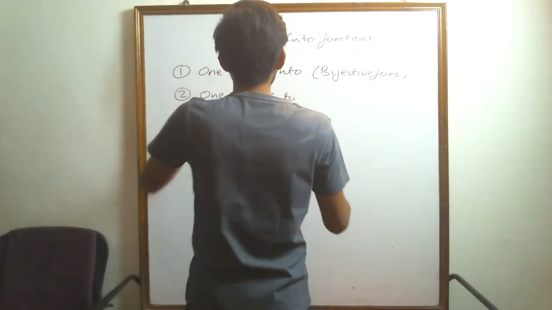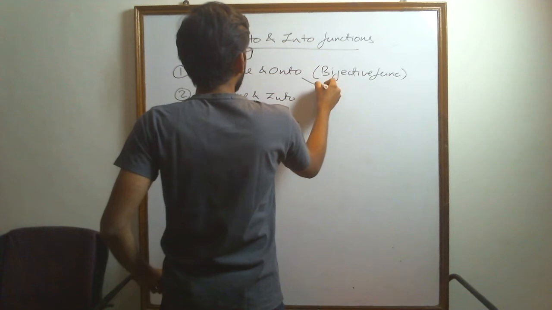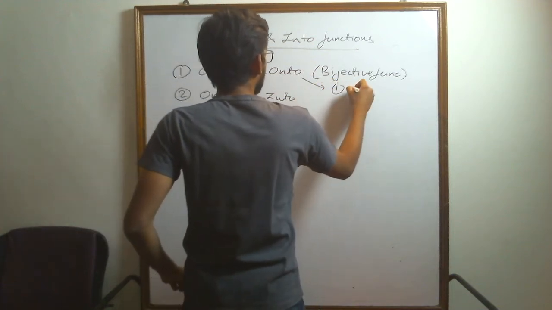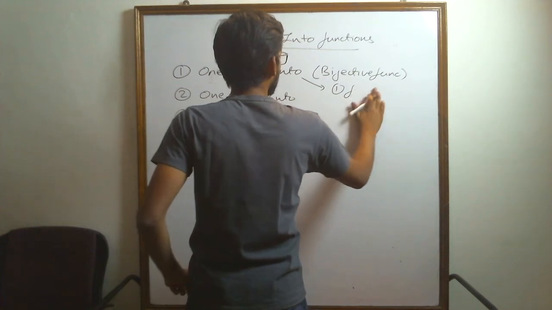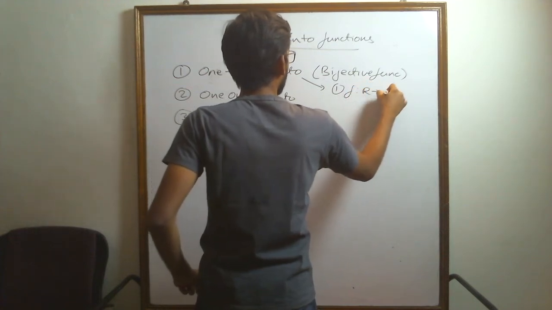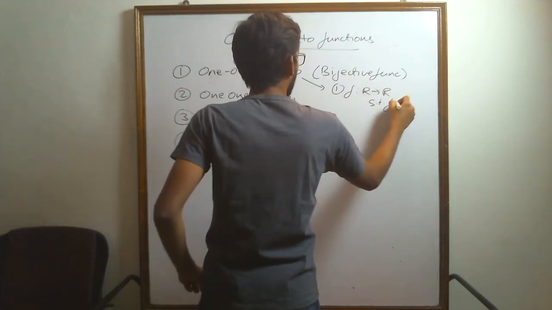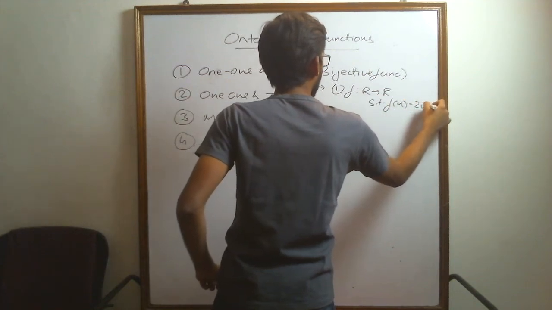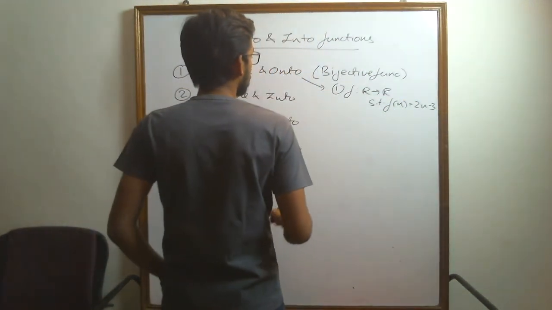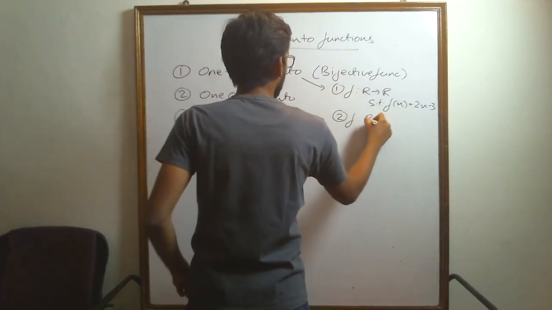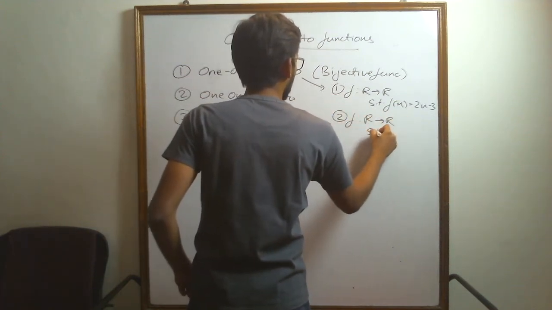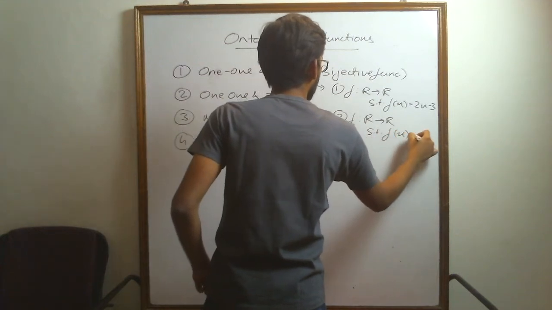So let's take some examples for this. 1-1 and onto, a few examples. Say function f from R to R such that f of x is equal to 2x minus 3. This is one example. Another one can be from R to R such that f of x is equal to x cube.